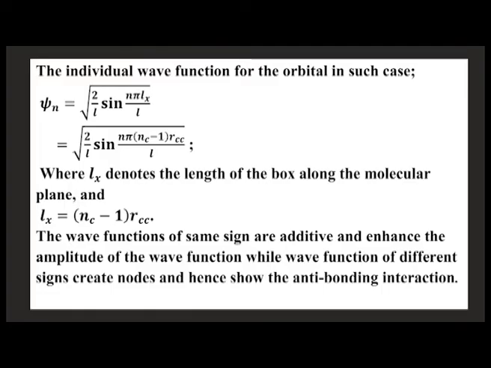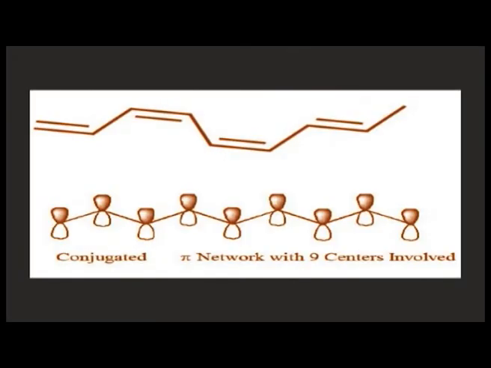The wave functions of the same sign are additive and enhance the amplitude of the wave function, while wave functions of different sign create nodes and hence show anti-bonding interaction. A conjugated network system having 9 centers, that is, in case of 1,3,5,7 non-alternate radical, has been shown on your screen.